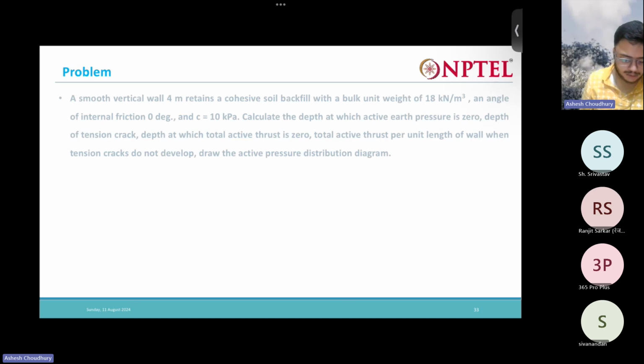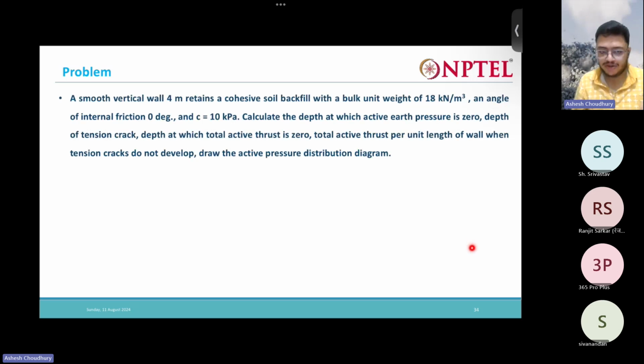Okay. Then the last problem we have. A smooth vertical wall 4 meter high retains a cohesive backfill soil. Now it is a c-phi soil with the bulk unit weight given, angle of internal friction 0. Friction angle is 0 degree, and c is given, cohesive soil. Calculate the depth at which active earth pressure is 0, the depth of tension crack, the depth at which total active thrust is 0, and the total active thrust per unit length. Well, let us see one by one.